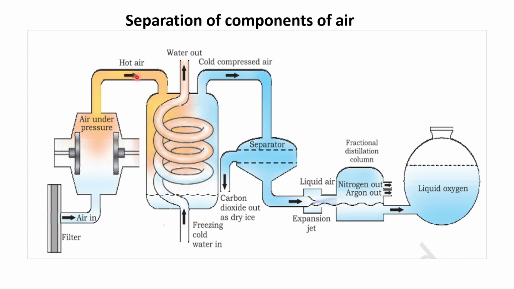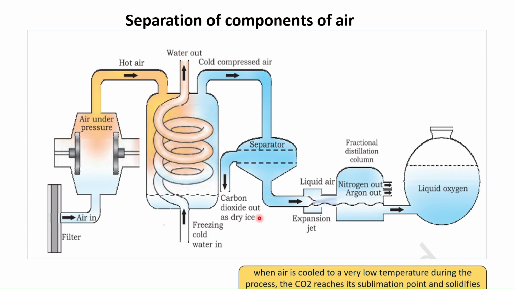Then this hot air is passed through this condenser where freezing cold water is circulated like this to make the hot air into cool air. Now the air is cool and compressed. This cool and compressed air is allowed to go through the separator. Initially, the carbon dioxide comes out as dry ice. You know what dry ice is?